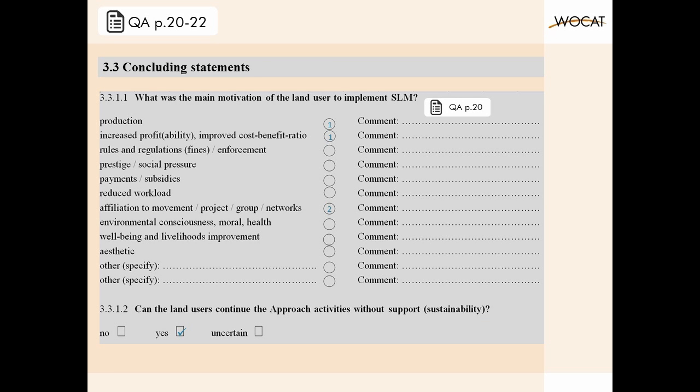We have reached the concluding statements. Before listing the strengths and weaknesses, there is a question on sustainability of activities and on the main motivation of land users to implement SLM. Is it purely economic or to obey rules and regulations, or out of environmental consciousness?